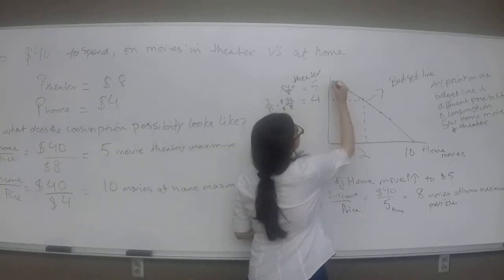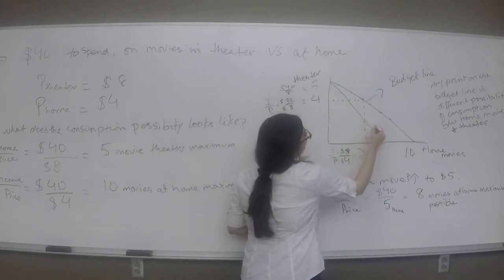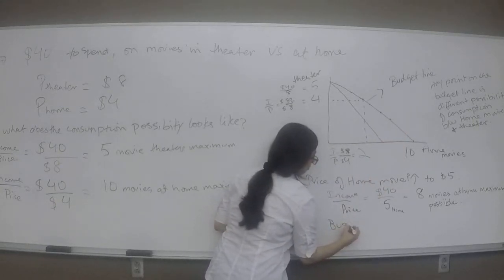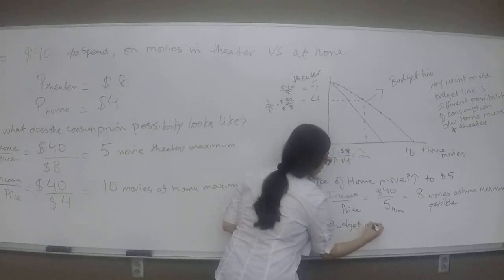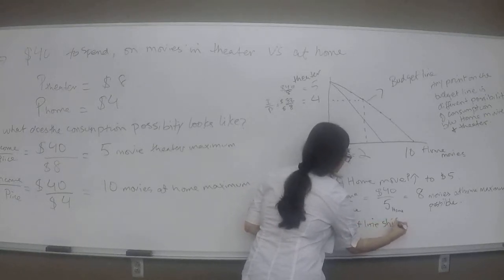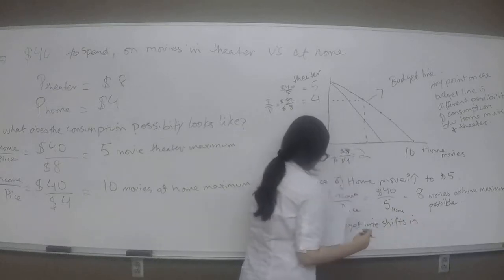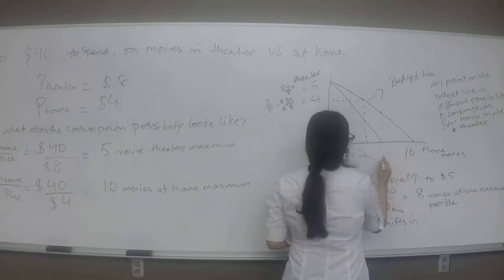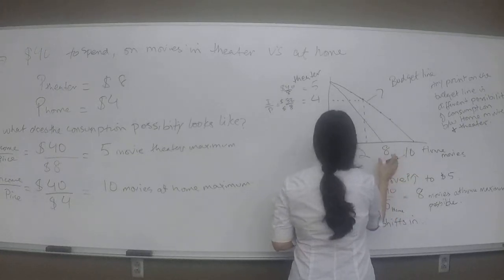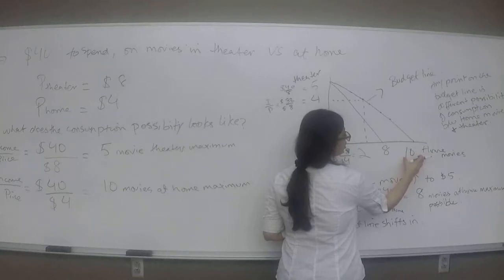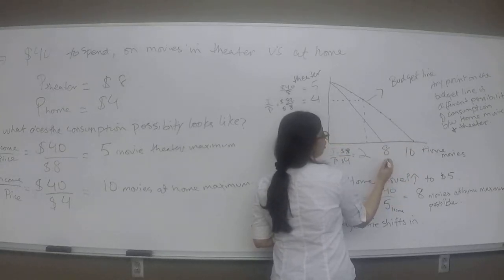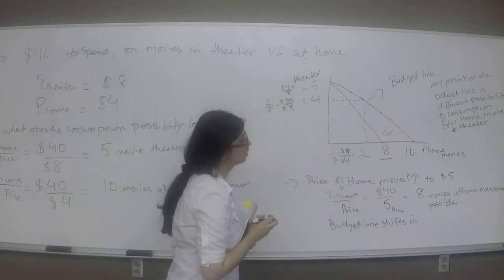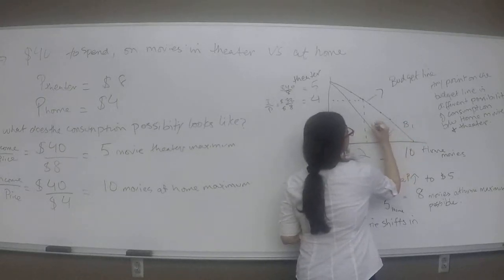So what happens is your budget line shifts. Before, for $40 you could watch 10 movies at home. Now for $40 you can watch 8 movies at home. So the budget line shifted. This is your B1, this is your B2.